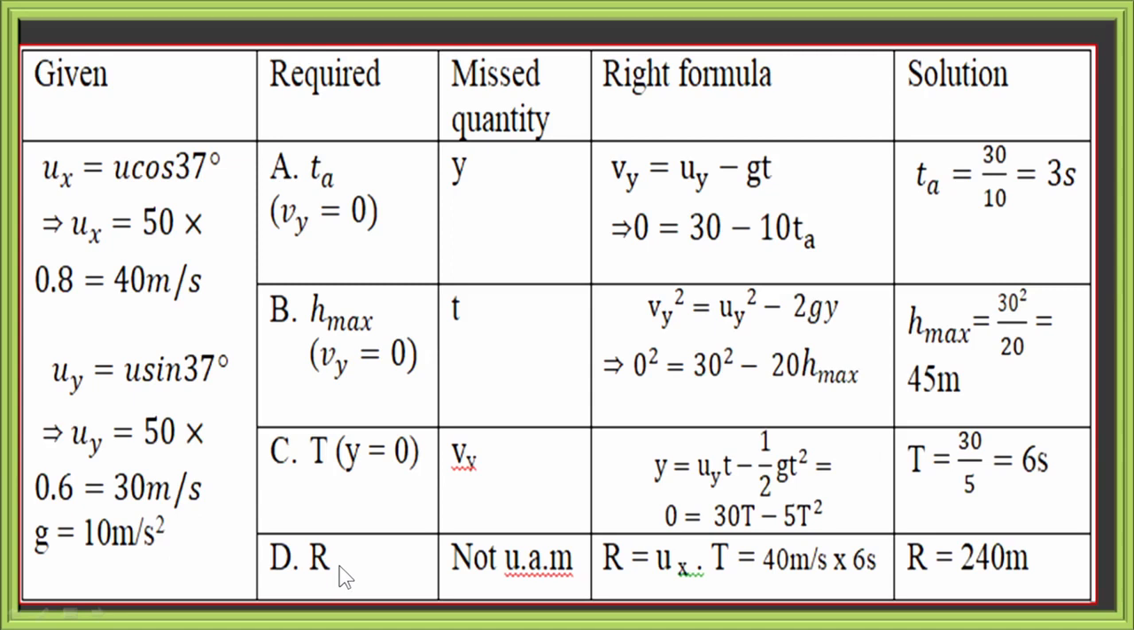Range is not a uniformly accelerated motion, because it is not a vertical motion, it is a horizontal motion. Hence, range is equal to ux times total time. Ux is already known, which is 40 meters per second, and total time is calculated in the vertical motion of the projectile, 6 seconds, and the range becomes 240 meters.